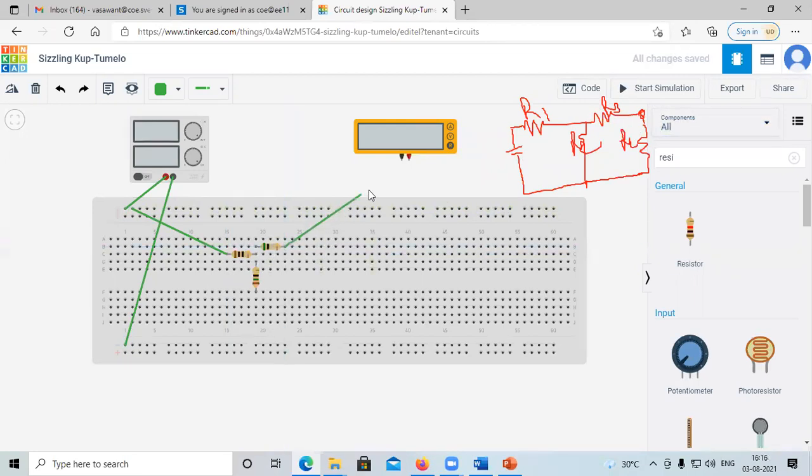So in this terminal, one multimeter is connected. I have connected one multimeter. And this end of the multimeter can be connected to R2 and power supply common.